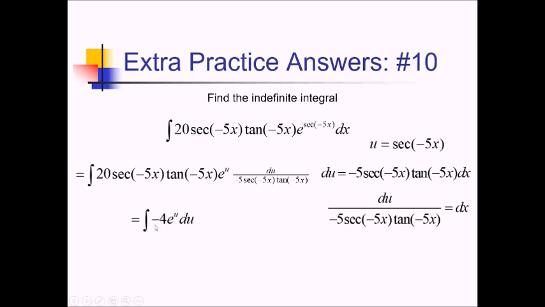Antiderivative of this with respect to u is just going to be negative 4 e to the u plus c, which is very nice. And let's go ahead and substitute this secant of negative 5x back in for u just to get an answer in terms of x. And there we are.